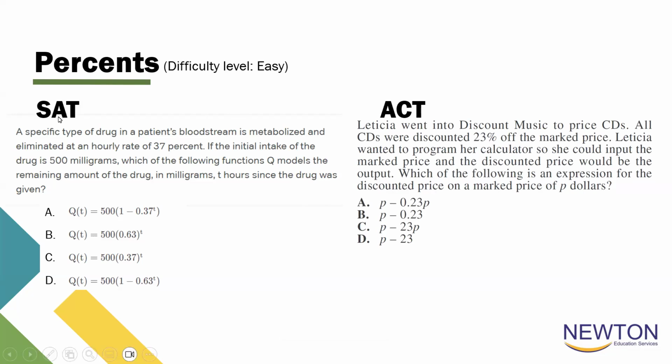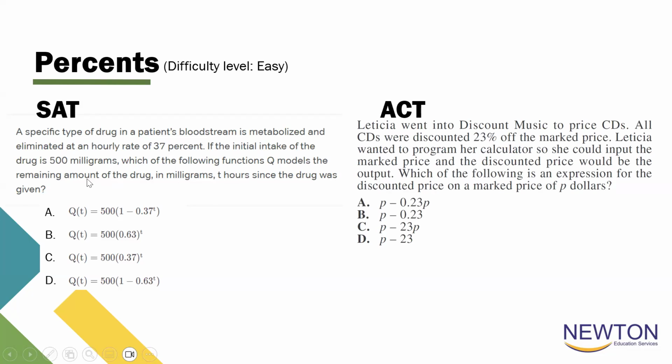For the SAT, they're asking: a specific type of drug in a patient's bloodstream is metabolized and eliminated at an hourly rate of 37%. If the initial intake of the drug is 500 milligrams, which of the following functions Q models the remaining amount of the drug in milligrams T hours since the drug was given? So here we want to create a model for the drug in the patient's bloodstream.